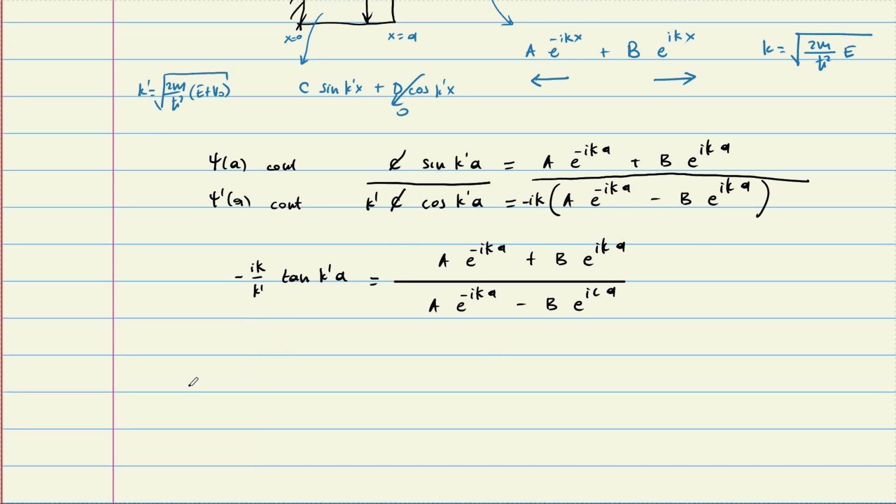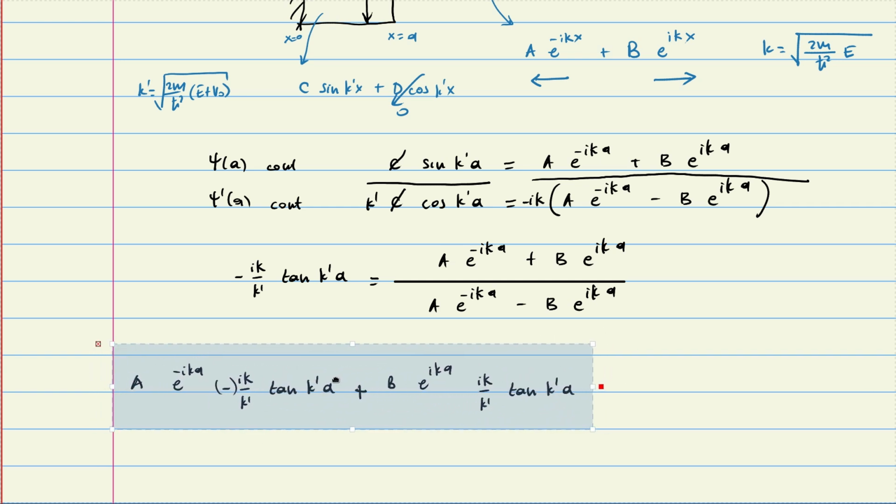So let's do this. This is going to be A e to the minus i k A times this thing. If you want, there's a minus here. Minus B e to the i k A times this thing, and I can cancel this minus and make this plus. It should be equal to, okay, I need to push this a little bit, should be equal to this denominator.